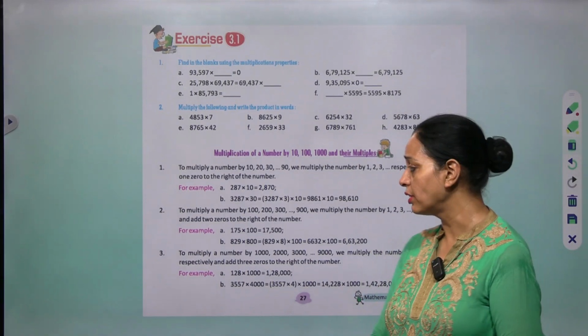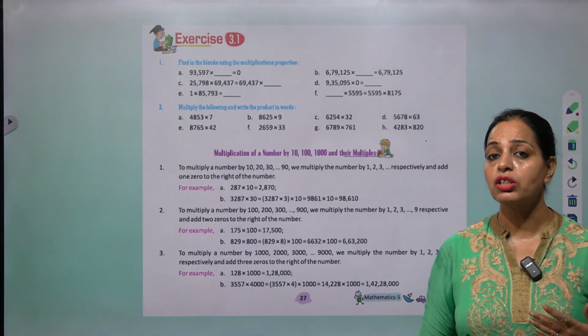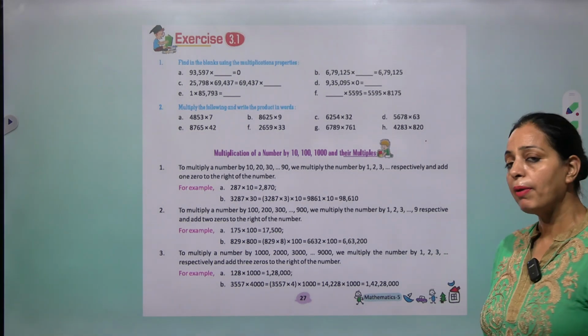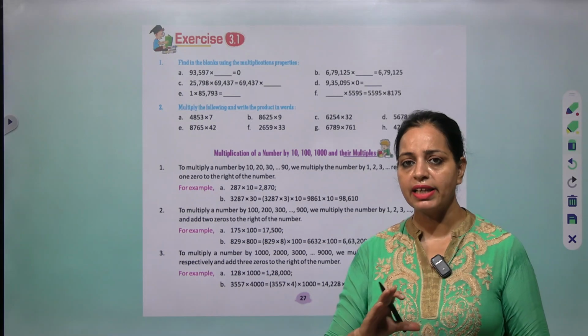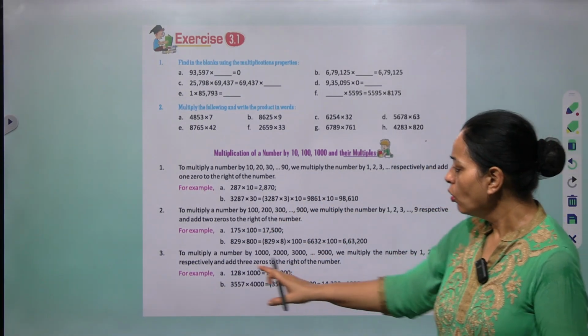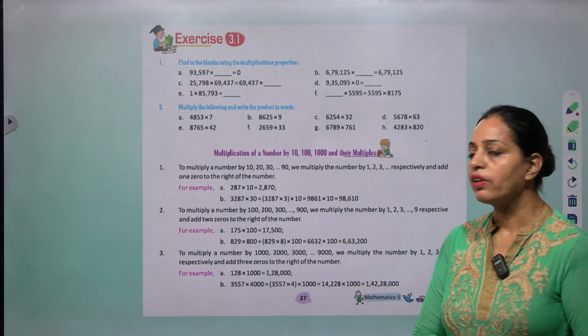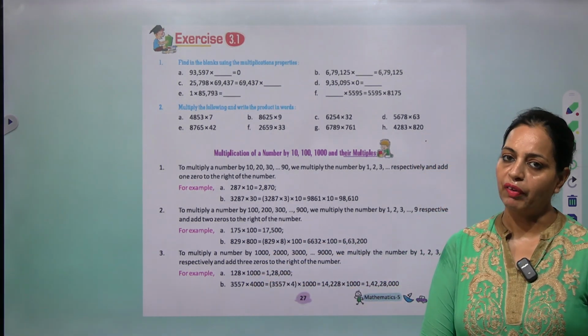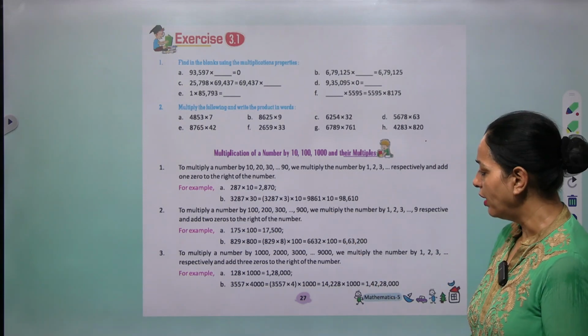Now third point, to multiply a number by 1000, 2000, 3000 up to 9000, we multiply the number in the same way, number से multiply करेंगे and then put 3 zeros at the back. So add the 3 zeros to the right of the number. See, 128 into 1000, so 128 and 3 zeros.